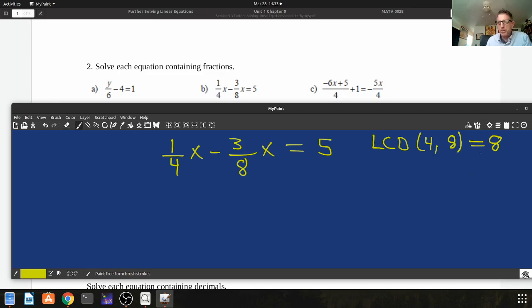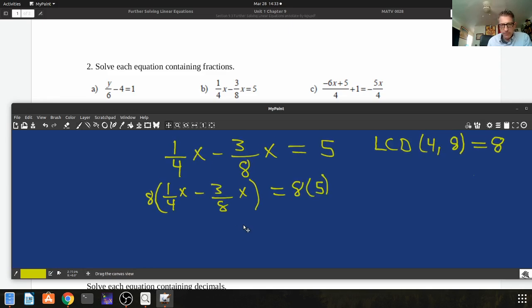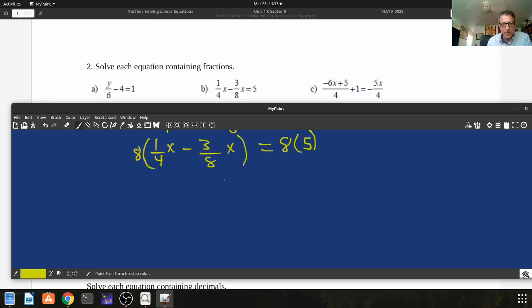Okay, so I'm going to multiply both sides by the LCD of 4 and 8. So literally, I'm going to do 8 times 1/4 times x minus 3 divided by 8 times x. You have to multiply everything by 8. Now I'm just going to use the distributive property.